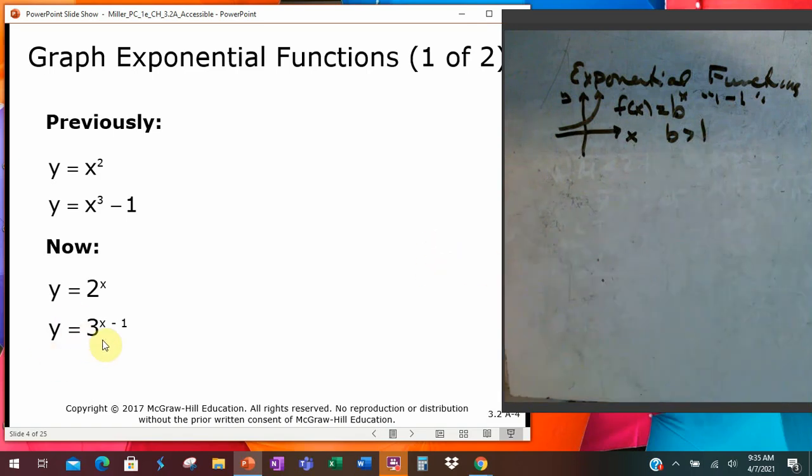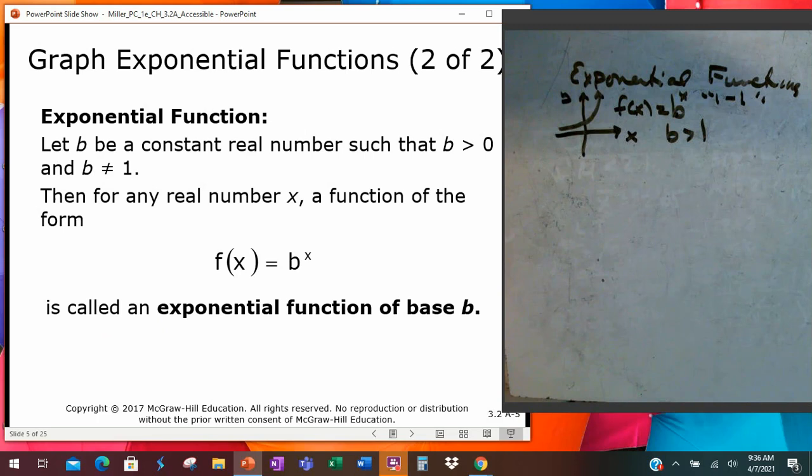Okay, here is another variation. Here is y is equal to 3 to the x minus 1. So we can do operations in the exponents. So this looks like 3 to the x shifted right by 1. And we'll look at stuff like that. So that's a horizontal transformation problem. Okay.